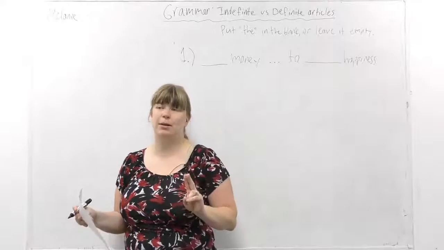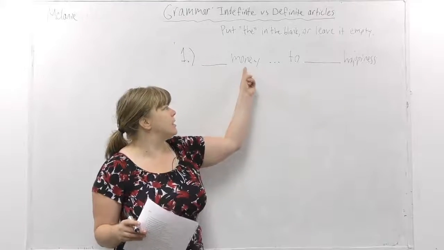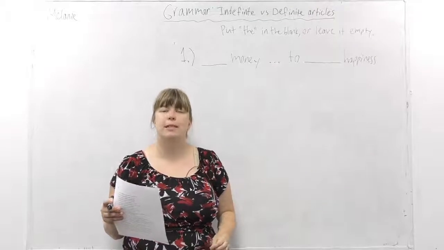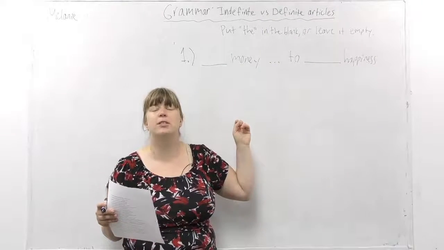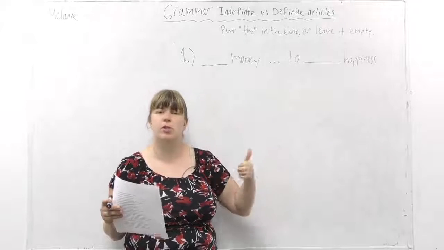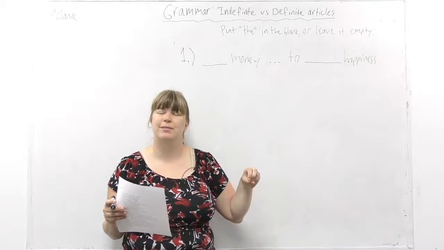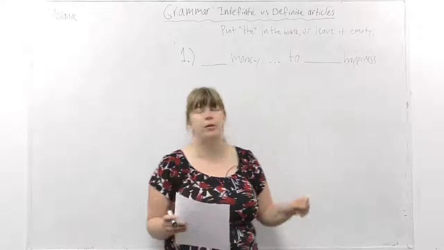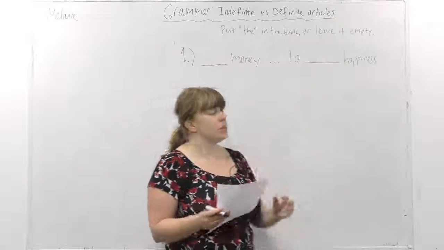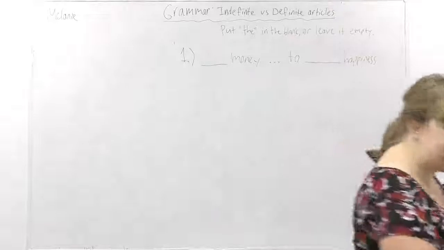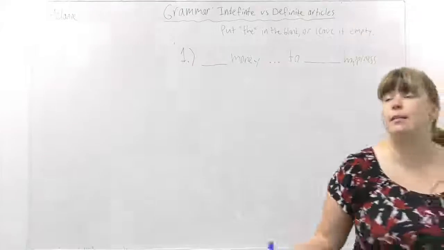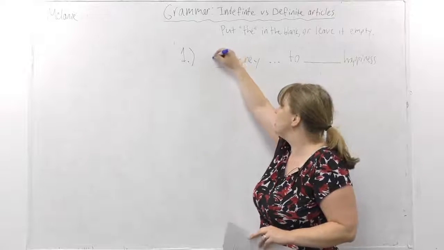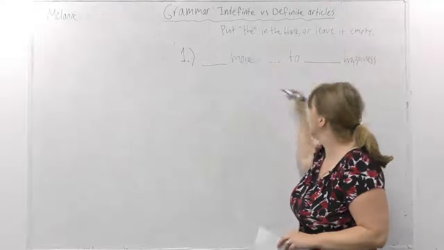All right, so remember, are these countable or uncountable nouns? Do we put an article in front of uncountable nouns? Yes or no? What do you guys think? No, that's right. We don't put an article in front of these. So that means we're going to leave these blank. Money is uncountable. We don't say one money, two money. So we're not going to put anything in here.